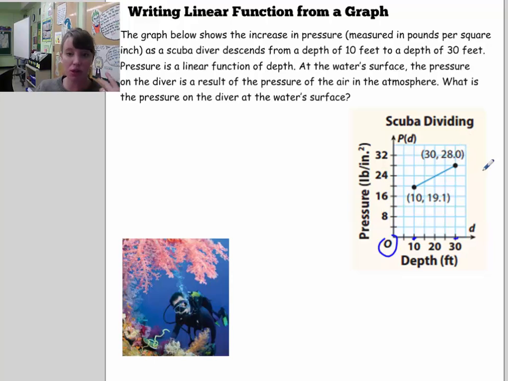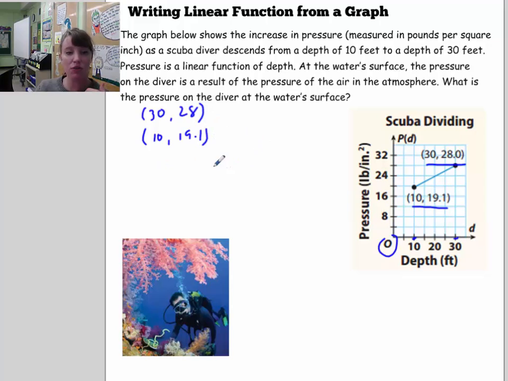Okay, so we're looking for the equation. Now, fortunately, they've actually given us 2 points. They've written down the 2 points on the graph here. Otherwise, you can just take the points on the graph, write them down, and then use them to find the slope. The first thing that we want to find is the slope.